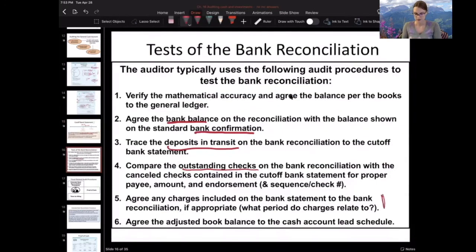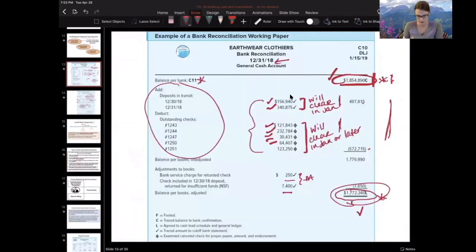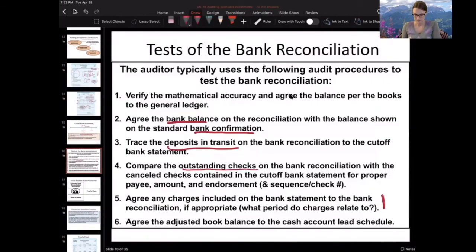Then what you can also do is try to validate any charges included on the reconciliation by comparing them to the cutoff bank statement. So basically these little charges we talked about, if they are material to you or you do want to validate them, we might be able to see them on the January bank statement to try to validate that they are what the company says they are. And then last but not least, we'd agree the balance per books to the cash lead schedule.